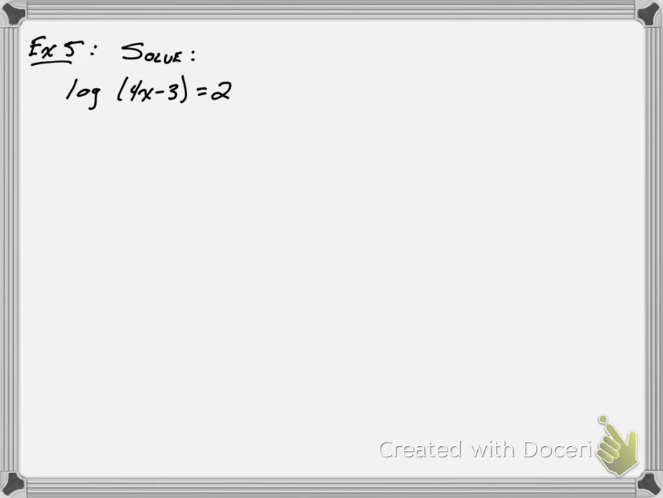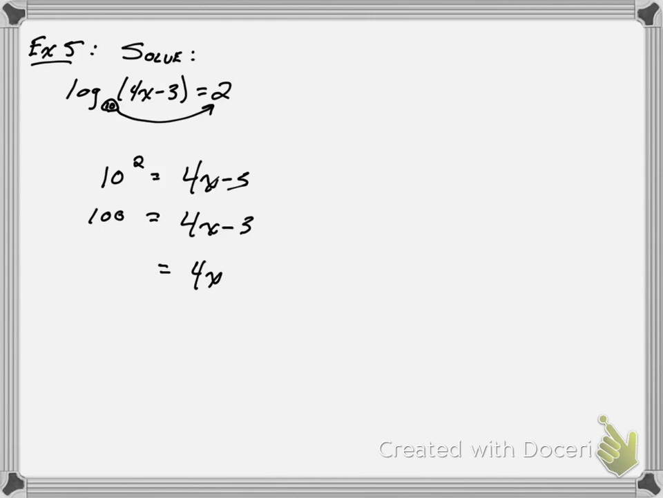So remember, the log with no base, that base is really 10. Cross the river, so 10 squared equals 4x minus 3. When I put it back into exponential form, I end up being able to solve this. 10 squared is 100, equals 4x minus 3. Add 3, you get 4x equals 103. Divide by 4, get x is equal to 25.75.